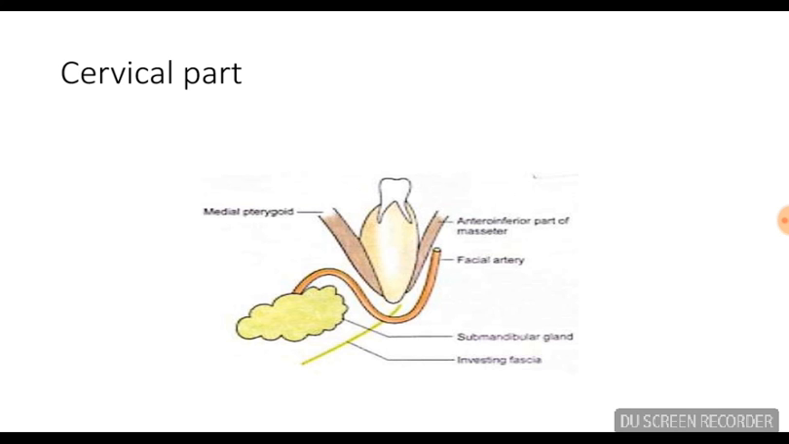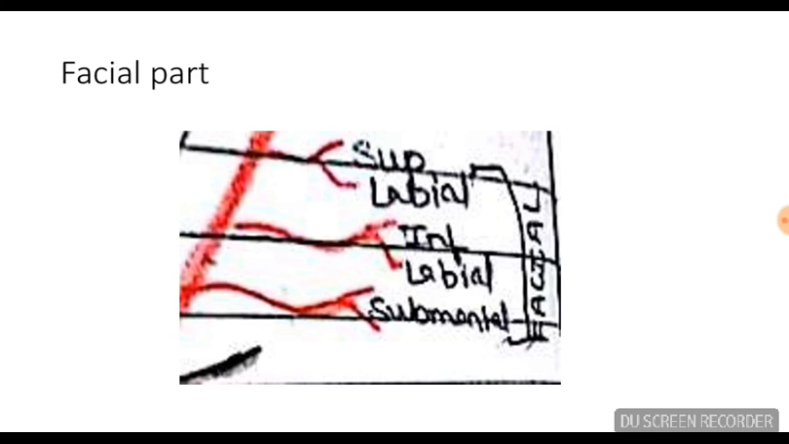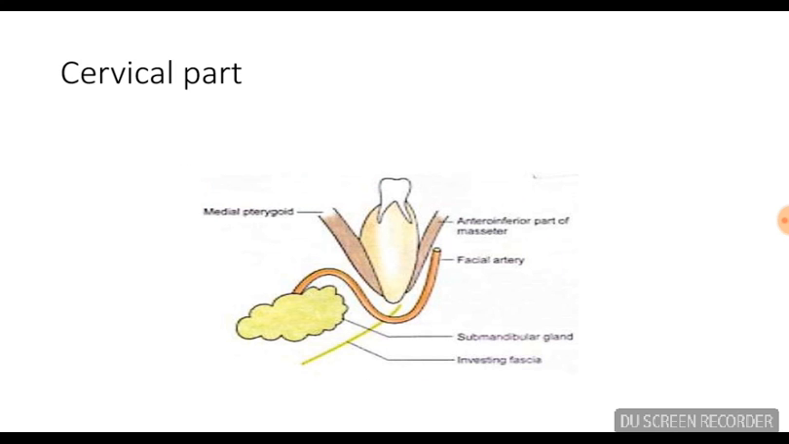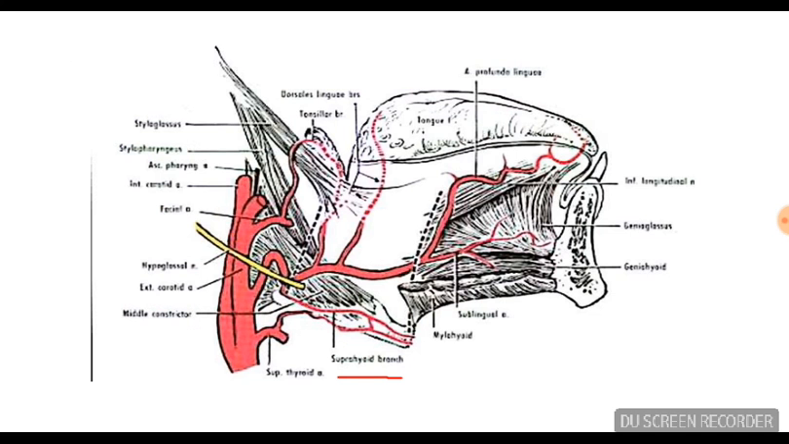Facial artery. The facial artery consists of two parts. They are the cervical part and the facial part. The cervical part of the facial artery starts just above the lingual artery. You may see it here.